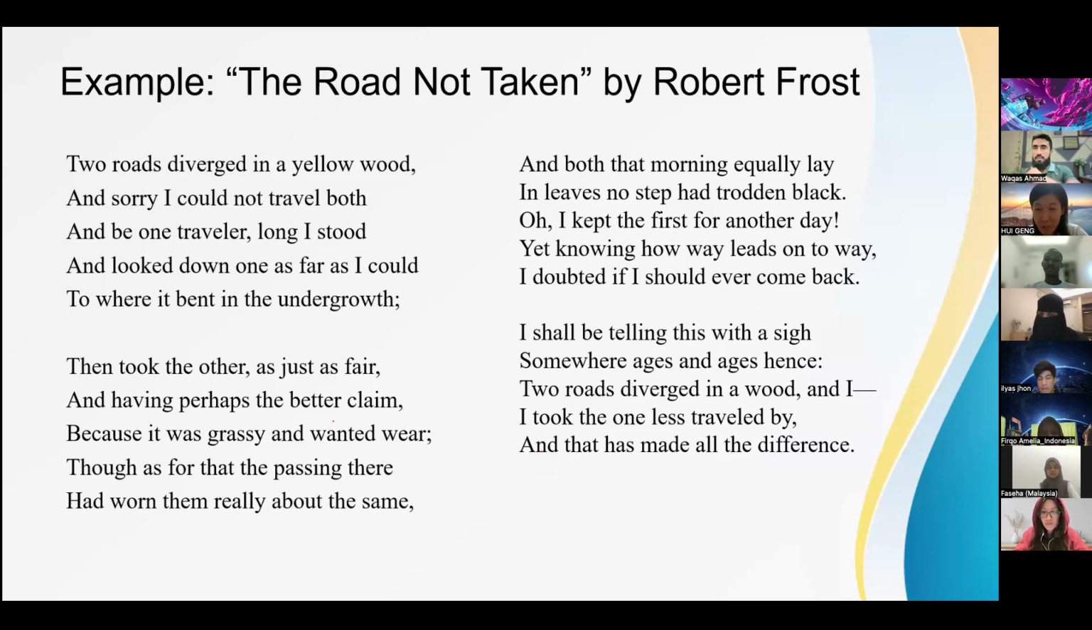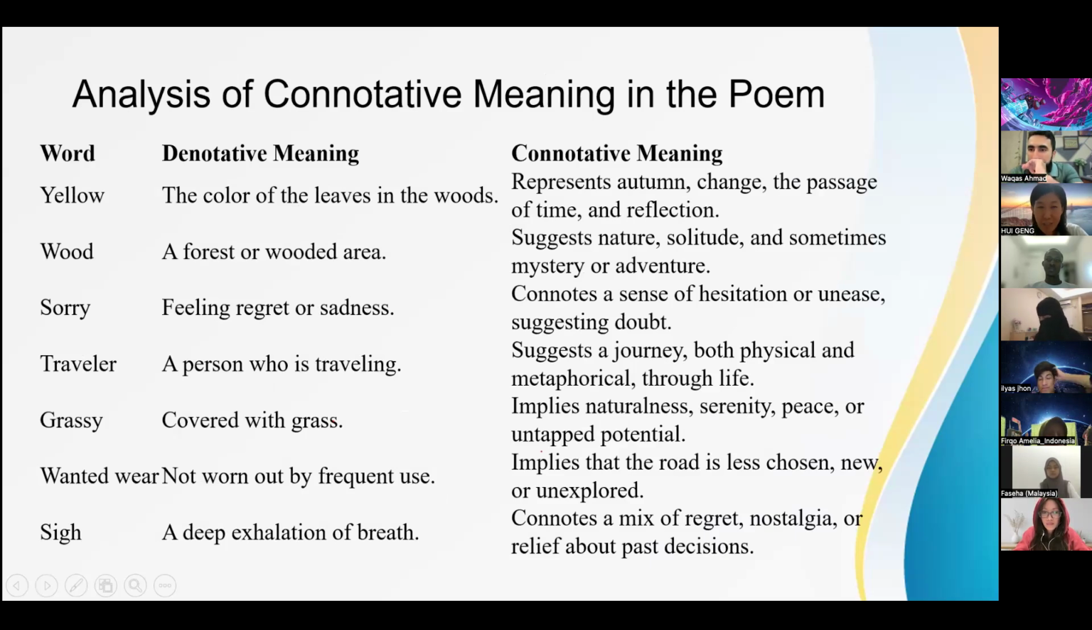Okay, let me show you some of my analysis based on the connotative meaning in the poem, where yellow represents autumn, change, the passage of time, and reflection. Well, wood, what does wood suggest? It suggests nature, solitude. If you enter a forest or a wood, maybe you are going to enter a mysterious world, or you're going to step into an adventure. So wood suggests nature, solitude, and sometimes mystery or adventure.